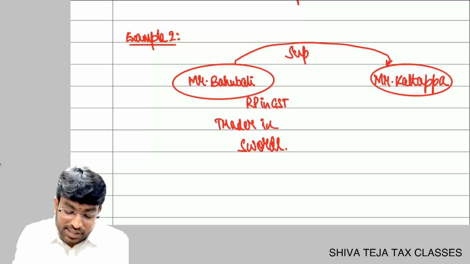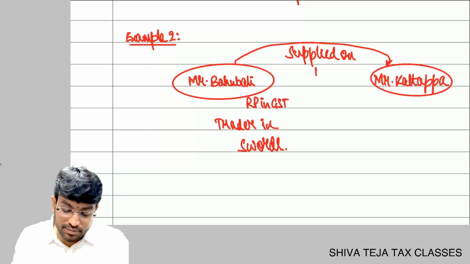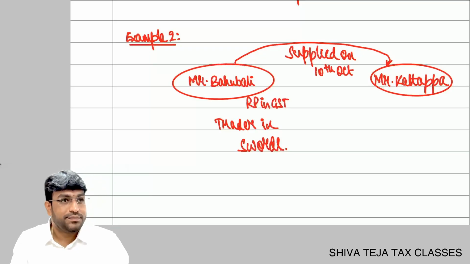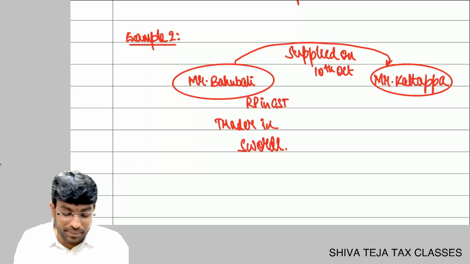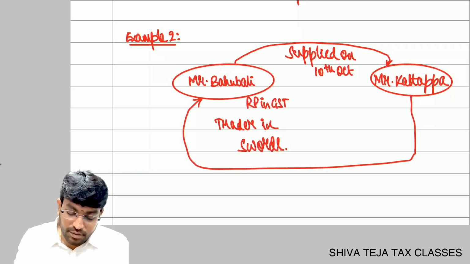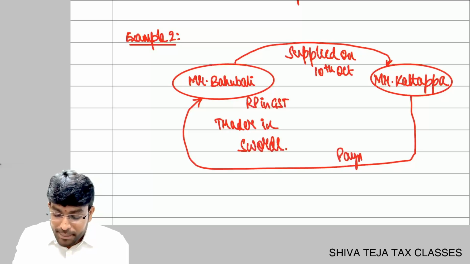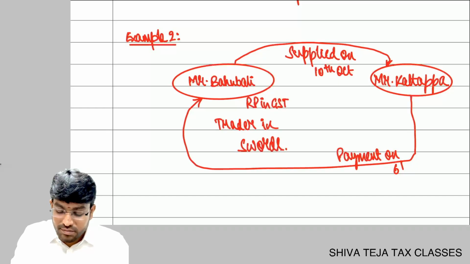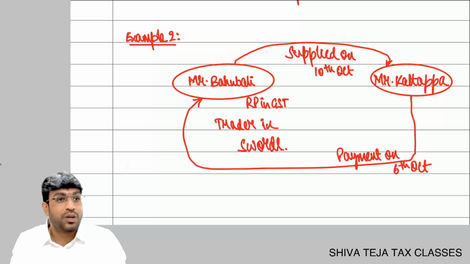Bahubali, what he has done is, he supplied on 10th October. And Kattappa made payment on 6th October. You saw, Kattappa advanced. Advanced fellow. Full payment he made first only.